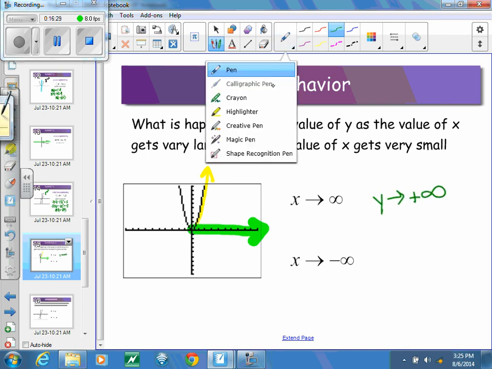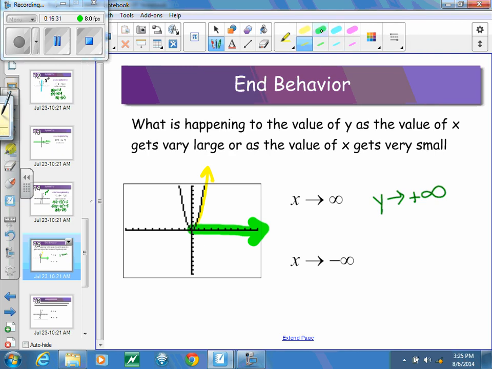If I look at the other direction, and now I take a look at what's happening as x gets really small and as x goes towards negative infinity, notice that your y values are still increasing, and those y values are going to keep going, so our y values here are also going towards positive infinity. So in the end, everything here is increasing.